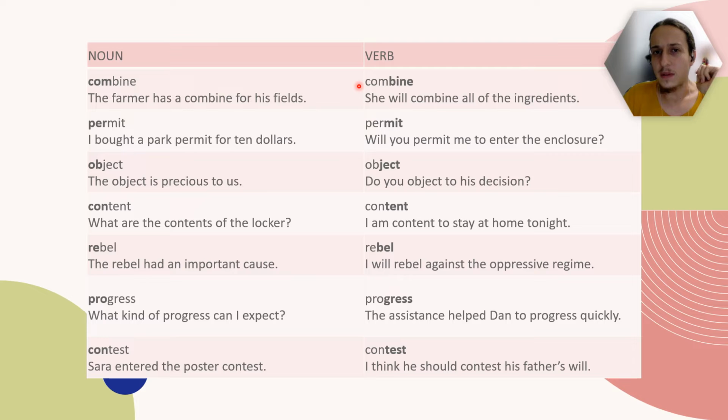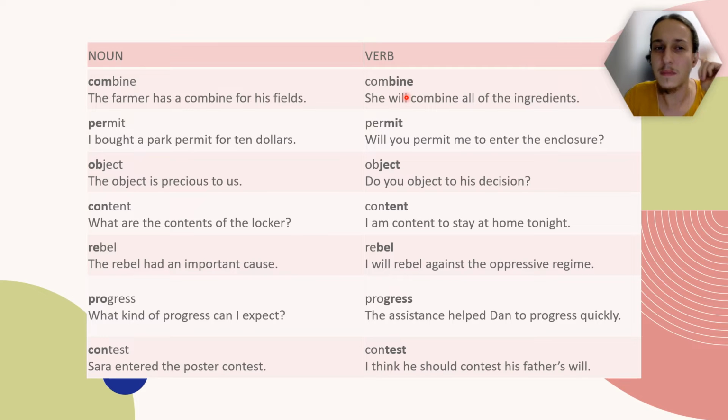But let's look at the second example. Combine. She will combine all of the ingredients. She will mix, put together all of the ingredients. Pay attention to the pronunciation once again. Combine, combine, combine, combine.